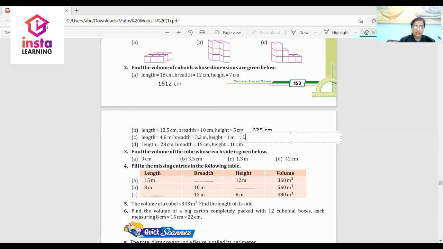4.8 into 3.2 into 1. You will get 15.36 meter cube. Length is 28. Okay. Then 15. Then 10. It is 4200 centimeter cube. It is cube. It's not square. It is cube. Centimeter.